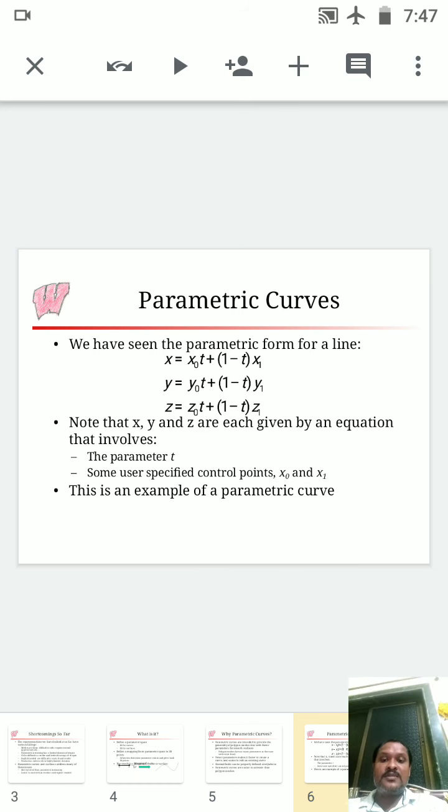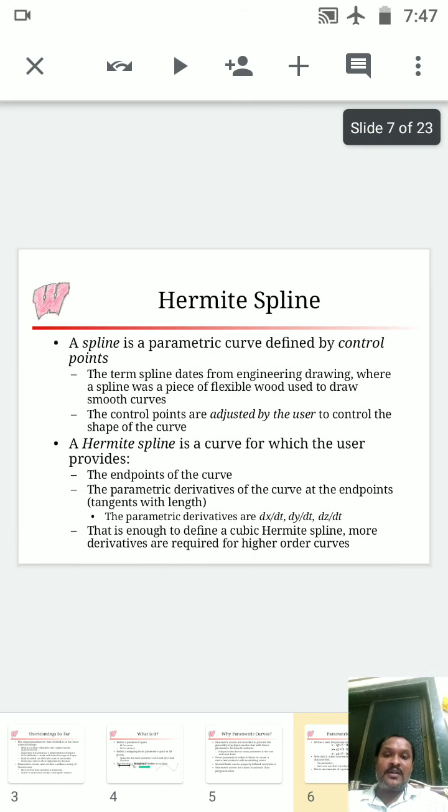Some users specify control points, that is x0, x1, x2, x3. If our curve is very big, then we can have any number of points: x0, x1, x2, and we can continue like this. This is a simple example of parametric curves.